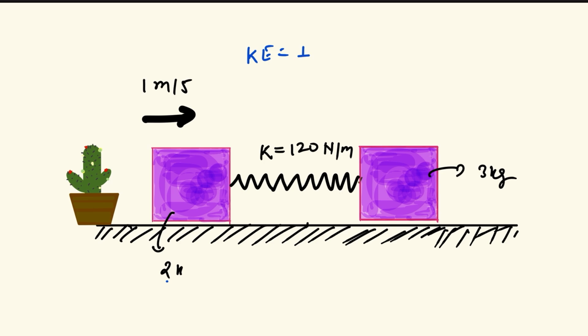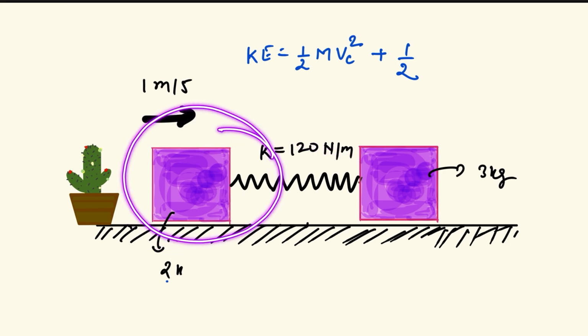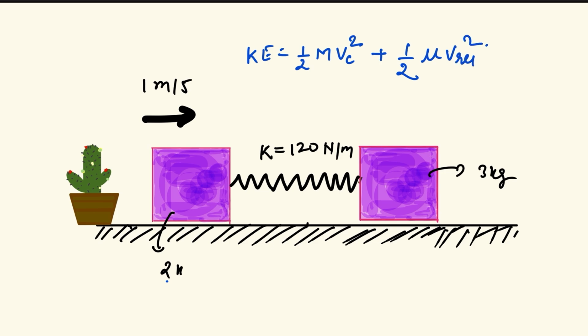1/2 times the mass of the whole system and the square of the velocity of the center of mass, plus the kinetic energy associated with the motion of this block with respect to this block. So I'll use the reduced mass and this relative velocity squared. How did I write this one?